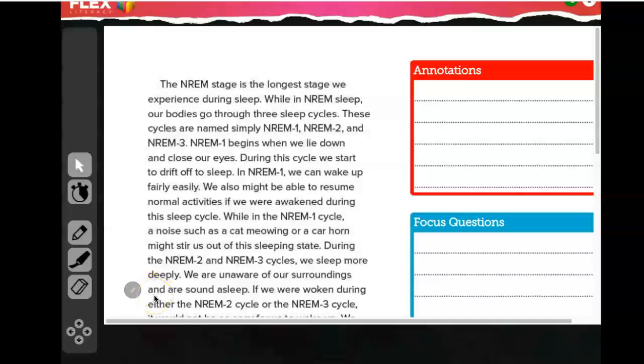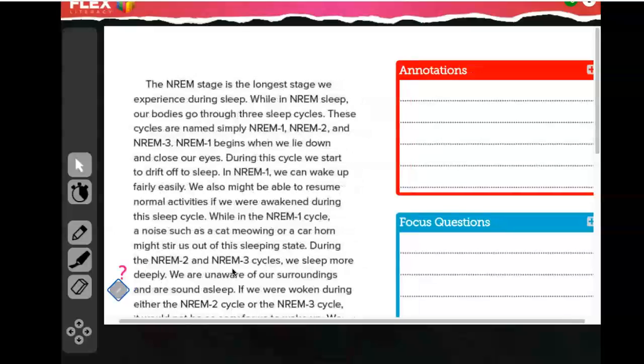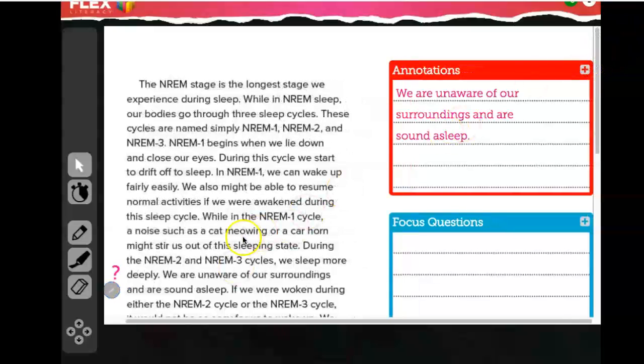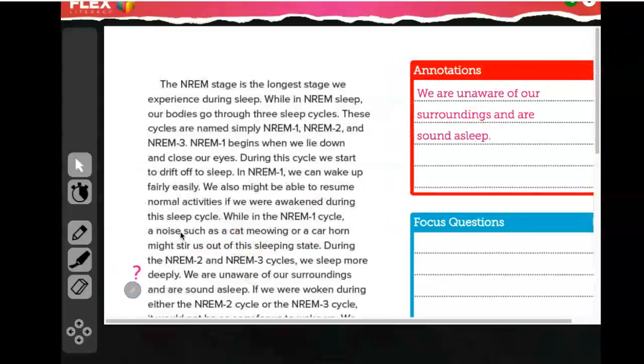Now we're going to move the page in just a moment, but I just want to go ahead and click right here. We're going to put a question mark here because this is a lot of information in a short time. It's dense information. And we want to make sure that if you have any questions about this, they're addressed, right? I'm also going to go ahead and click here. It says in our annotations, we are unaware of our surroundings and are sound asleep. If I were making this annotation, I would probably have also written the words NREM 2 and NREM 3, right? Because I would want to make it clear to myself that I wasn't talking about NREM 1.